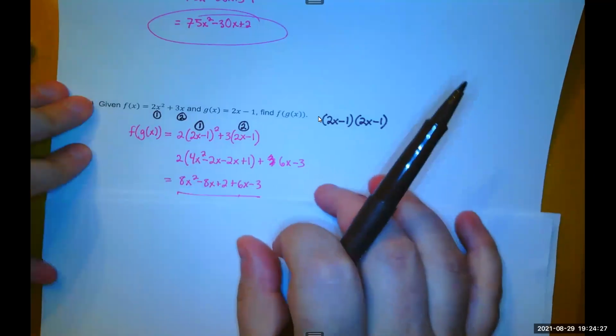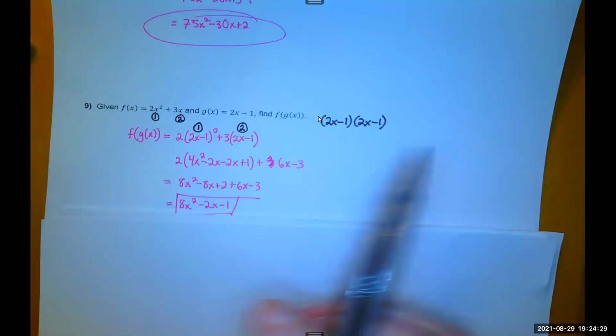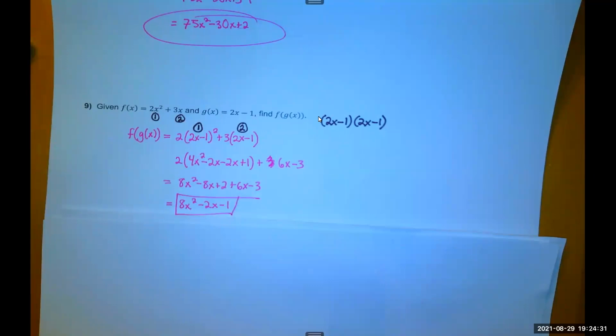We have 2 sets of like terms. The negative 8x, the positive 6x, those combine to make negative 2x. The positive 2 and negative 3 combine to make negative 1. 8x squared minus 2x minus 1. That's what f of g of x looks like here.